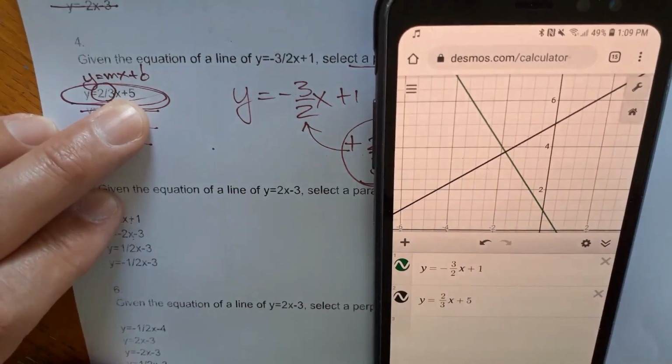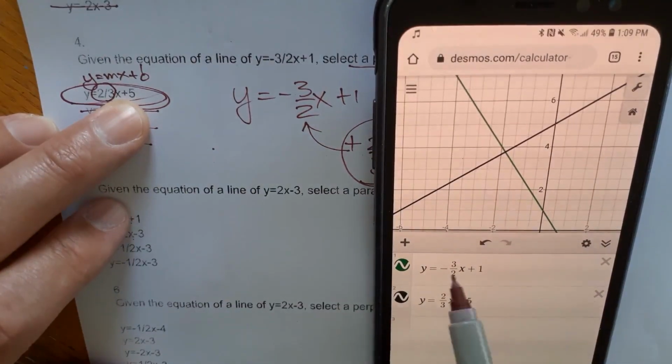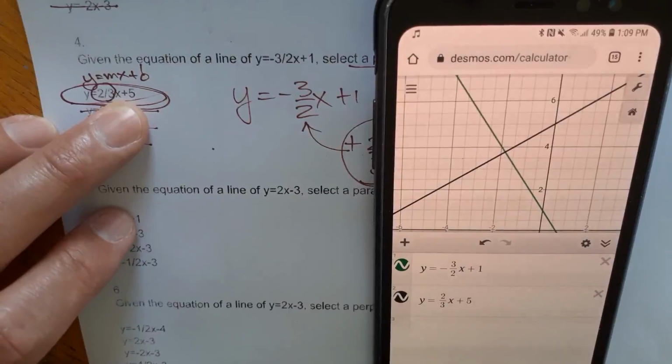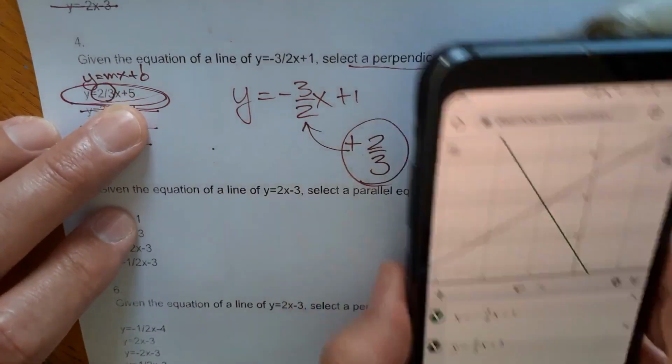Do they look perpendicular to you? They do to me. And sure enough, it's because the slopes are related by a negative reciprocal. We flipped. The 3 is now in the denominator position. The 2 was the denominator, now numerator. And it switched signs. So with a negative reciprocal, two things happen. And it produces equations that are now of perpendicular lines.